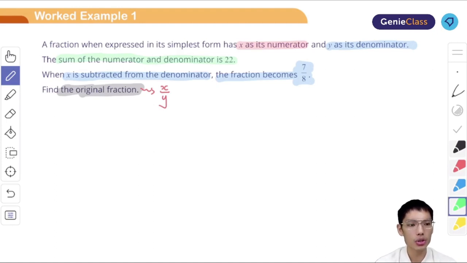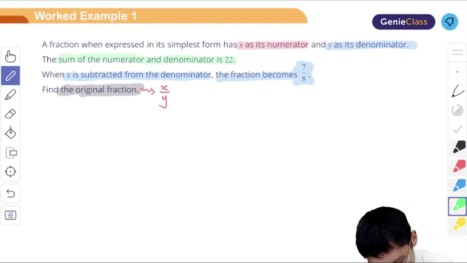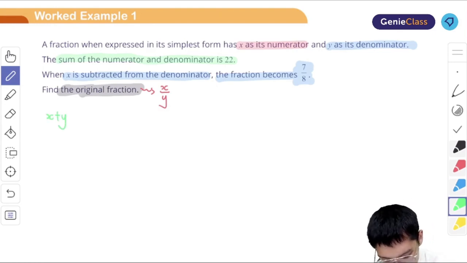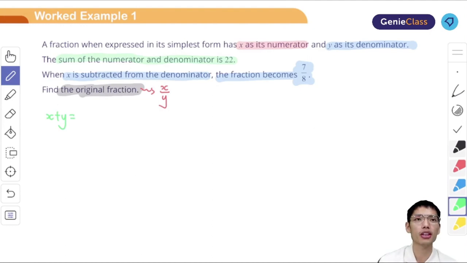Alright, very nice. Jude, take note over here. Your right side is correct, the left side is not correct. Look at the question again. But I think most of you all got the first one. First one, let me write it in green since I highlighted in green. Sum of the numerator, denominator. Numerator is x, denominator is y. So x plus y is 22.